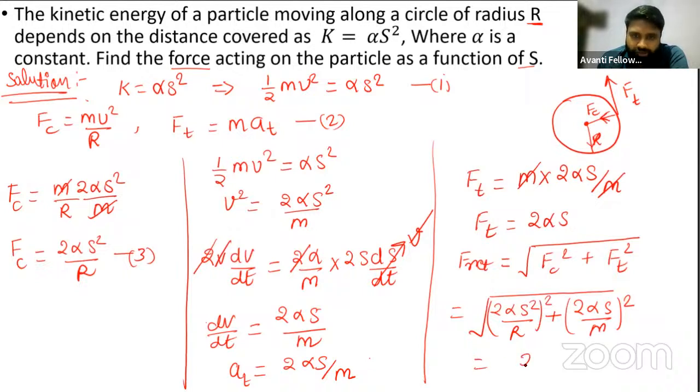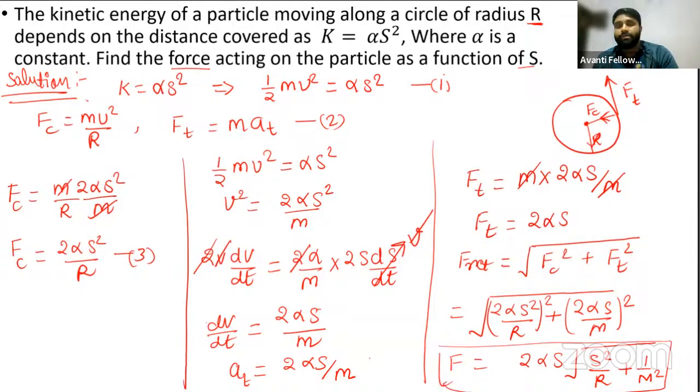You can take this 2 alpha and s as common. So you are left with s raised to the power 4, and s square we have taken out from the square root, so it will become s. So here you have s square by R square plus, and from this 2 alpha s we have taken out, so it is 1 by m square. So this is the relation between force and the displacement, or the position of the particle.